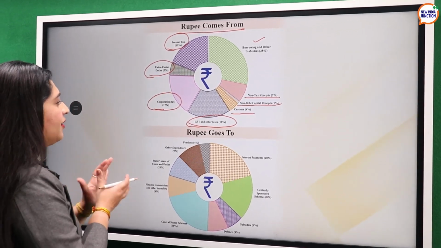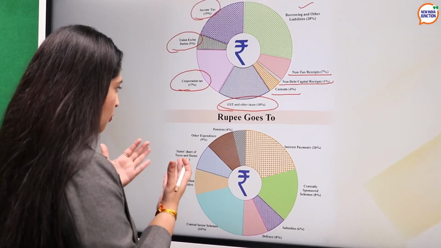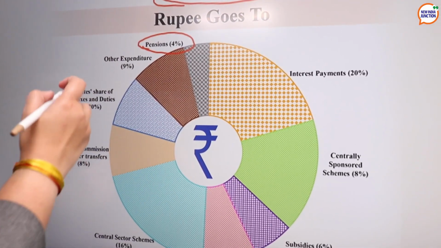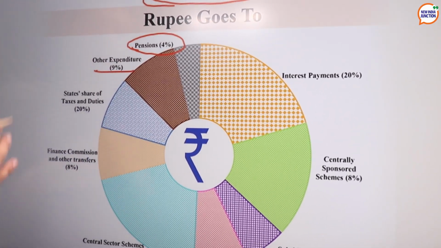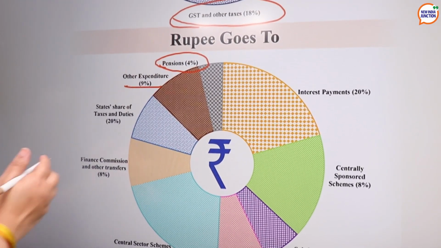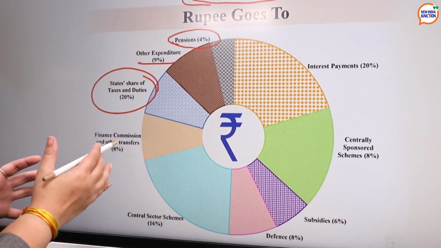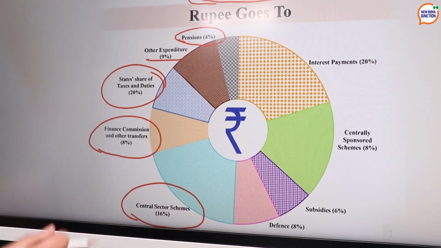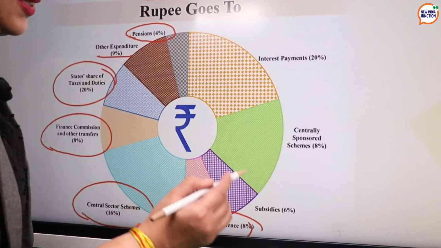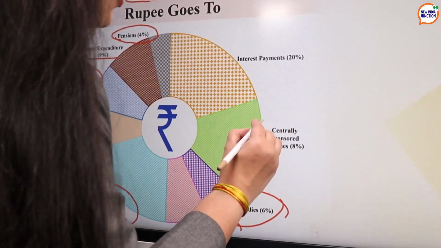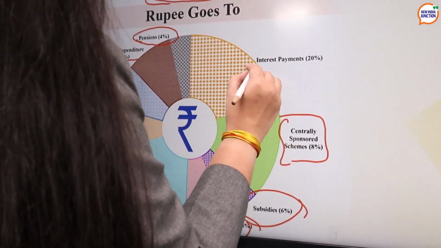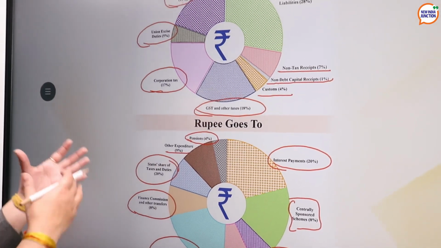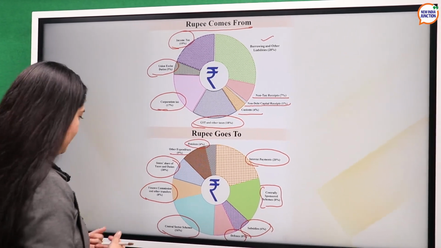Now let's see where the rupee is going to. First is pensions, which is 4%, then other expenditures 9%, states' share of taxes and duties 20%, finance commission and other transfers 8%, central sector schemes 16%, defense 8%, subsidies 6%, centrally sponsored schemes 8%, and interest payments 20%. So this explains well where the rupee is coming from and where it is going.